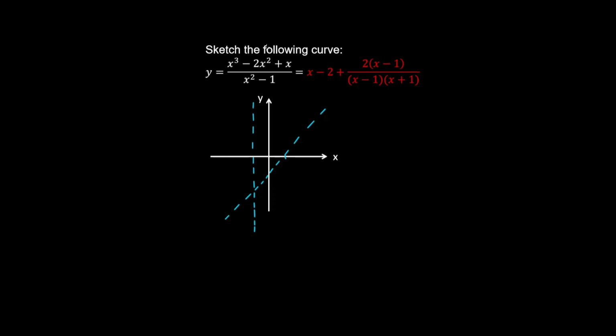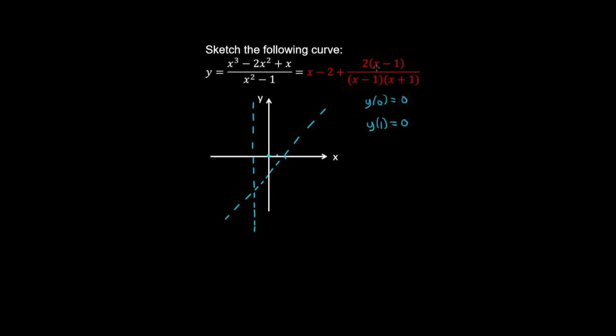Let's sketch the following curve. Because the degree of the polynomial in the numerator is greater than that in the denominator, we're going to get an oblique asymptote. And we can use polynomial long division to write the equation in this form. When x equals 0, y is equal to 0. So that's our first point. And when x equals 1, y is also equal to 0. So that's another point on the curve here.